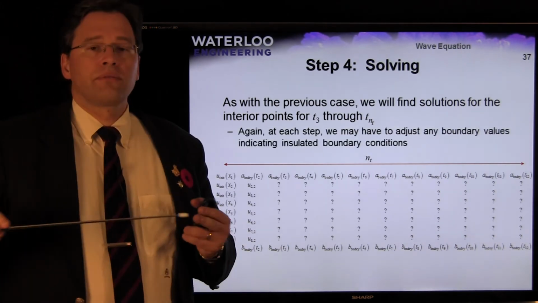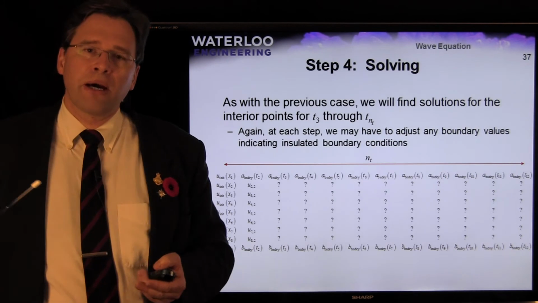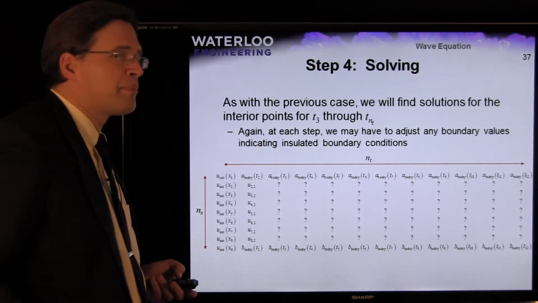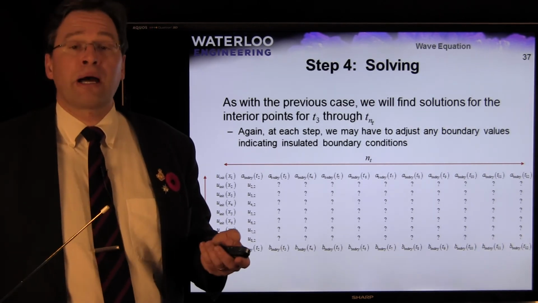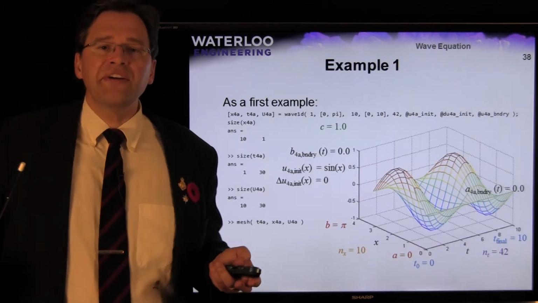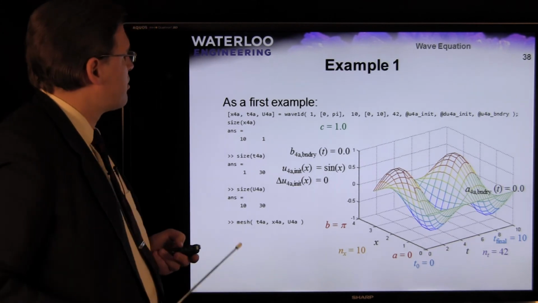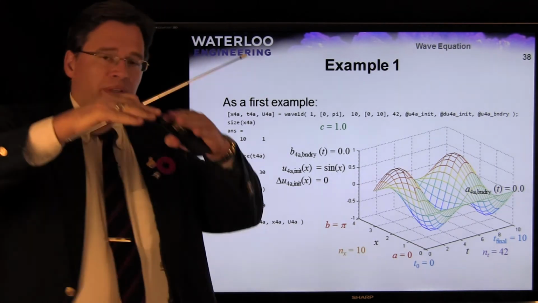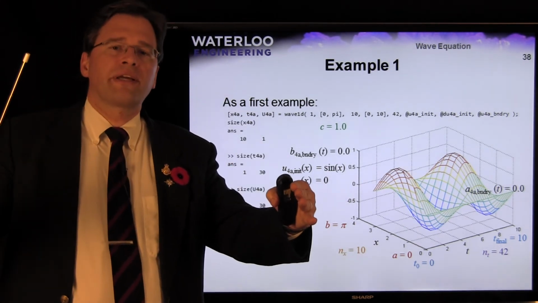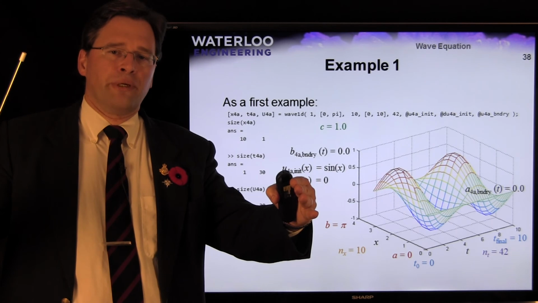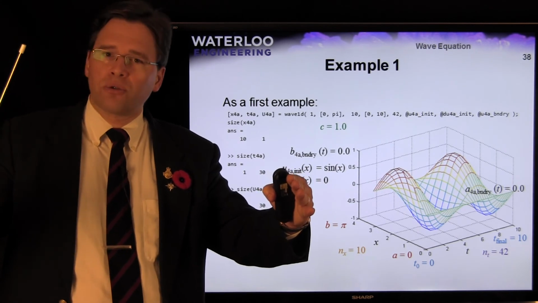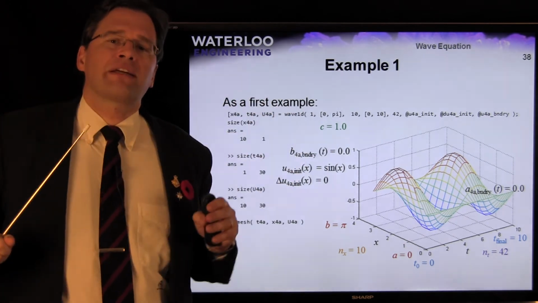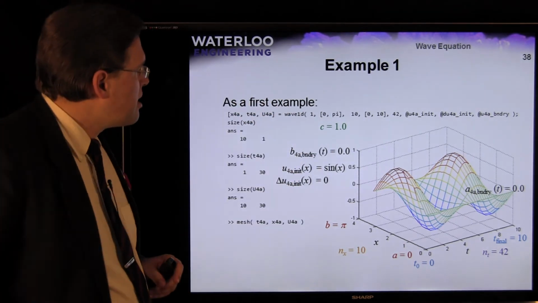Again, at each step, you may have insulated boundary conditions. So once you find the interior values, you may have to update the boundary values. So here's an example. Here we have a system where the initial state is sine of x. So the initial state is a string that is in the shape of a sinusoid. Its initial speed is 0, so it's essentially fixed. However, it is under tension, and therefore, when we let go, it will start moving.